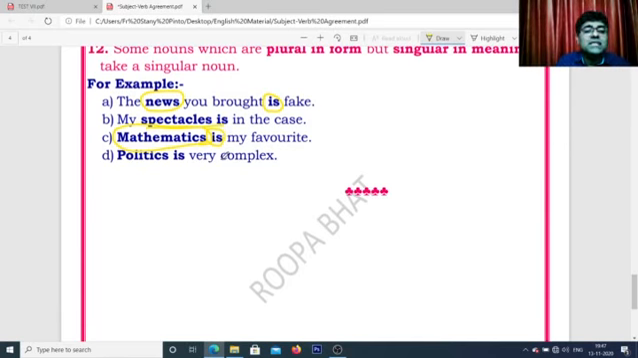Then politics is very complex. Maybe we can call it politics is very dirty as well sometimes. Okay. Politics is, don't say politic. Okay, politics looks or sounds plural, but it is singular. So these are the examples for subject and verb agreement.